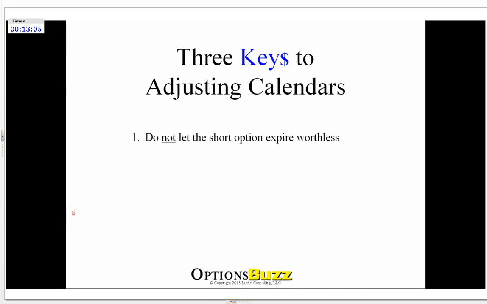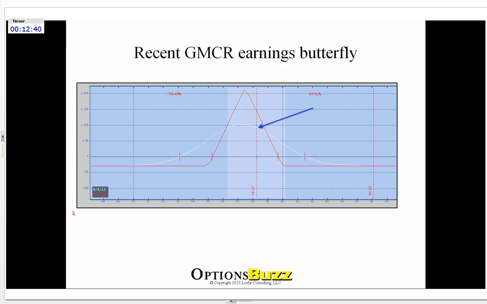Okay, so we went through the three keys to adjusting calendars. I'll tell you, these keys are probably more important than the initial setup. That's how important they are. You can spend all your time looking for the optimal option to buy and the optimal option to sell, and you can get to that point, right? But if you can't manage it right, it doesn't really do you all that much good.